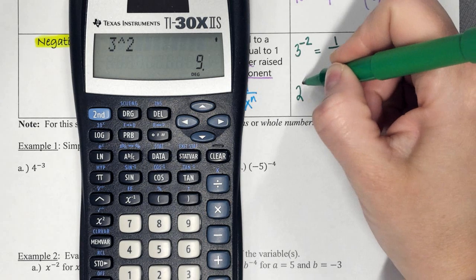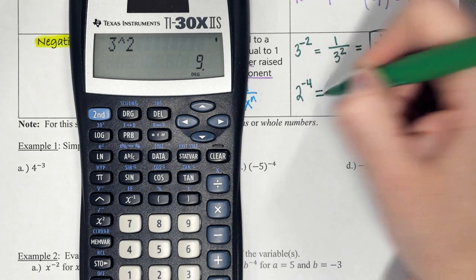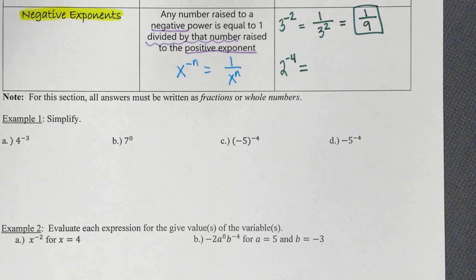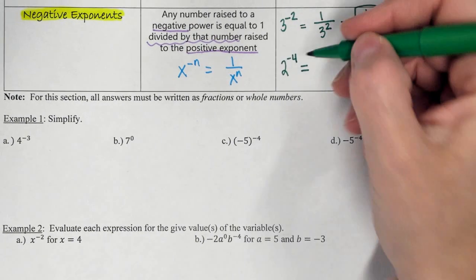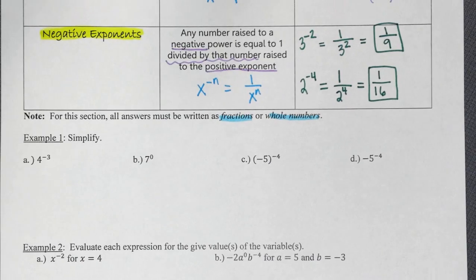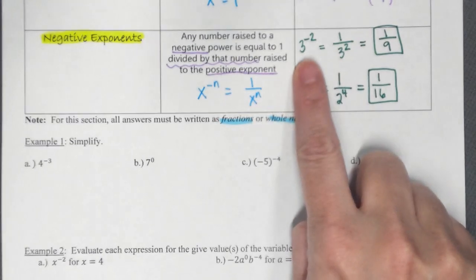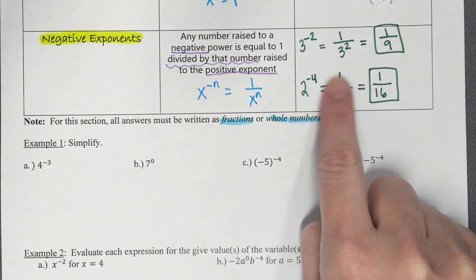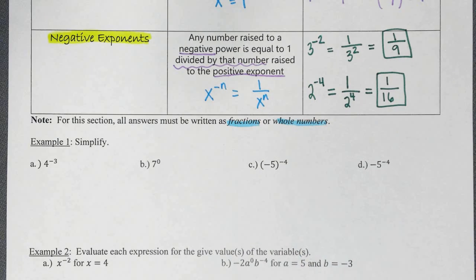Alright, so I want you to try this one. So 2 to the negative 4. So I want you to write that as a fraction. And then we're going to use our calculator to check. So whenever you have a positive to a negative, it'll be 1 over the positive version.